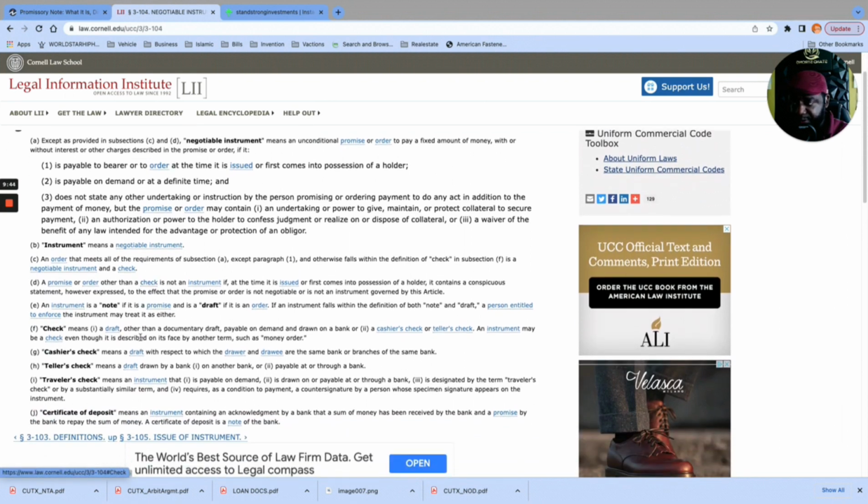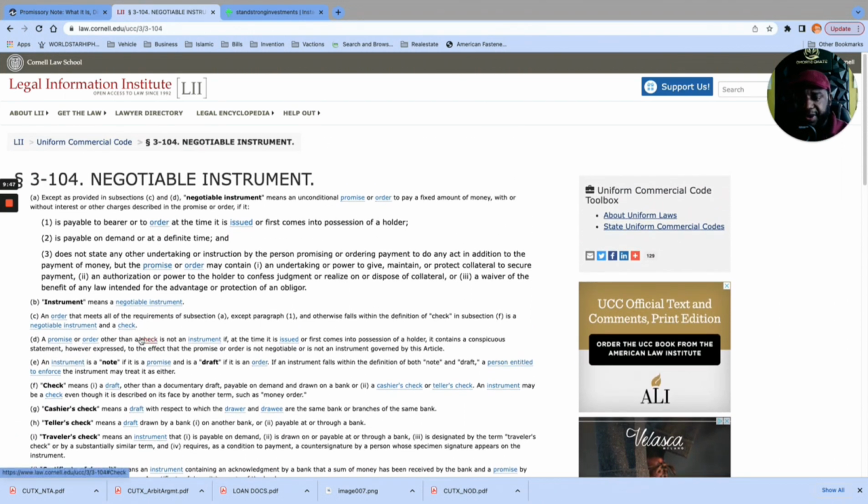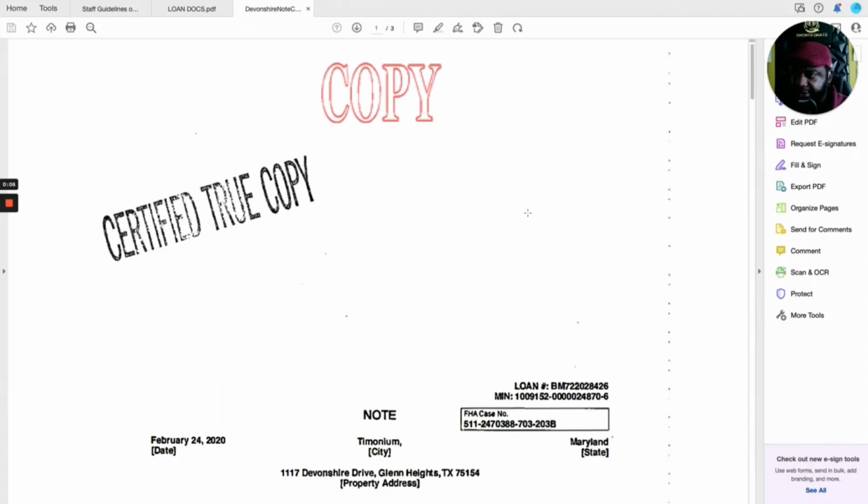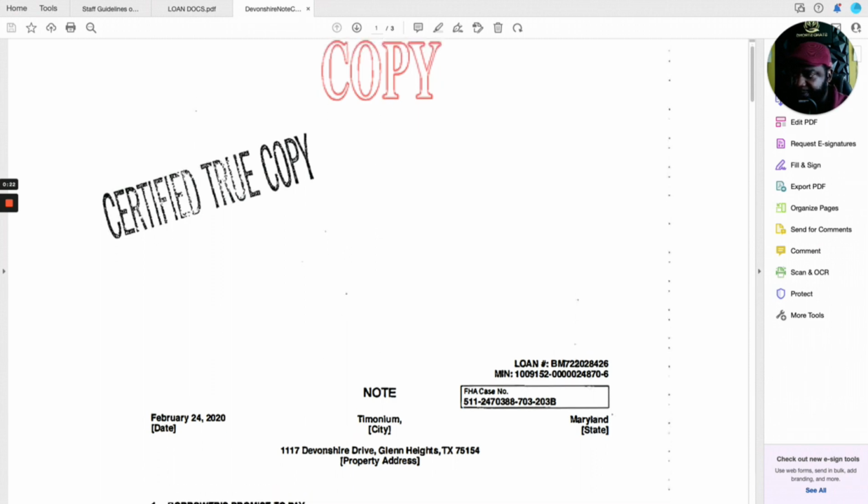Negotiable instruments. All right, so now that we have a better understanding and background of what negotiable instruments are, which the promissory note falls into that category, right? Let's look at a promissory note in action. Now, I had reached out to the lender and asked them to send me a copy of the note that they have so that I can view it for its authenticity. And this is what they sent. They sent me a document, see, they have a copy, certified true copy.